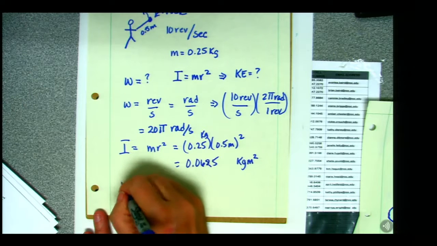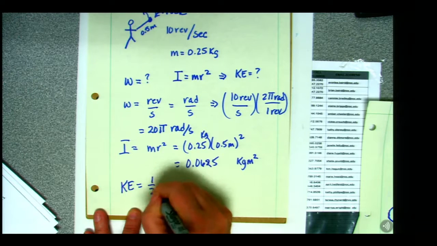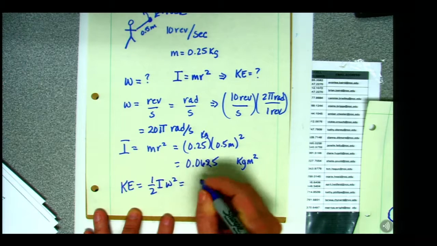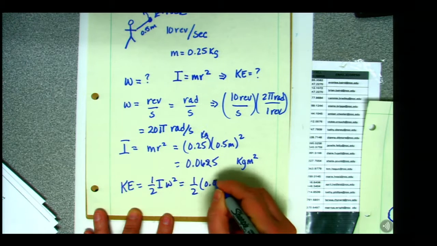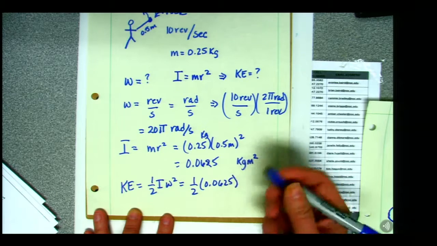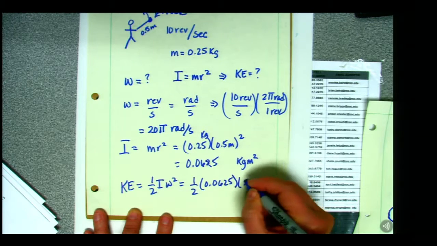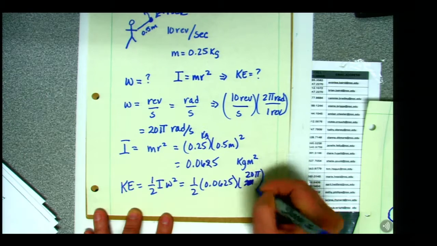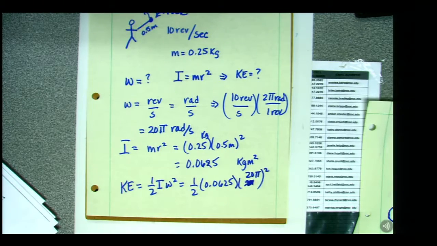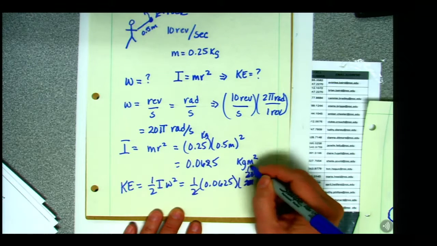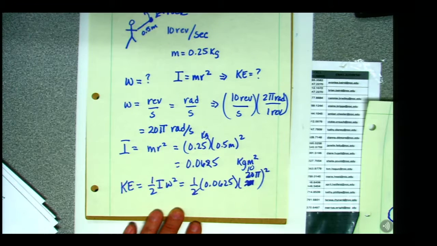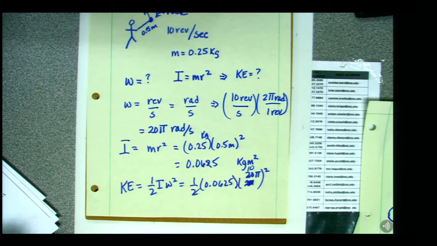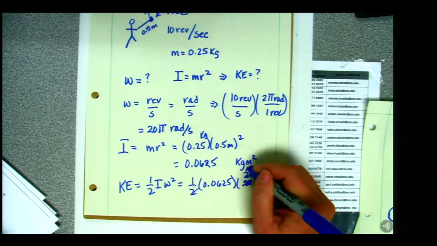Now we can calculate the kinetic energy. The kinetic energy is 1/2 I omega squared. So that's going to be 1/2 times 0.0625 times 20 pi squared. I'm not sure I want to simplify that just yet. Let's leave it in there and plug it into the calculator correctly.